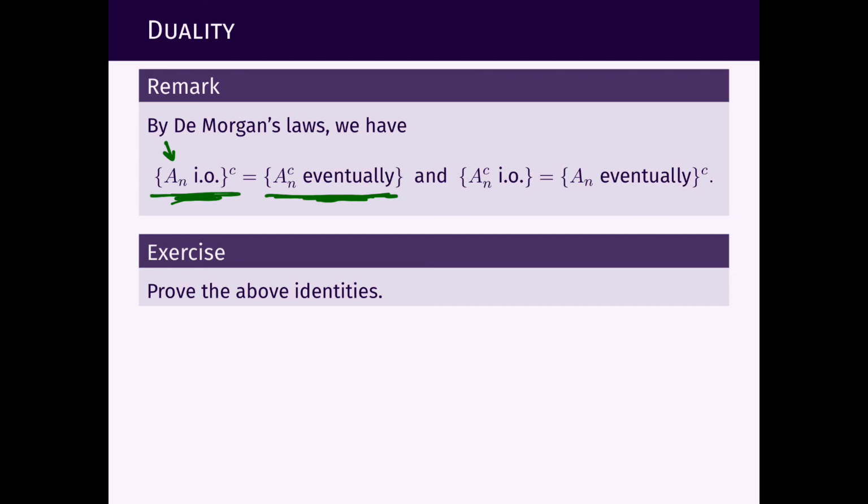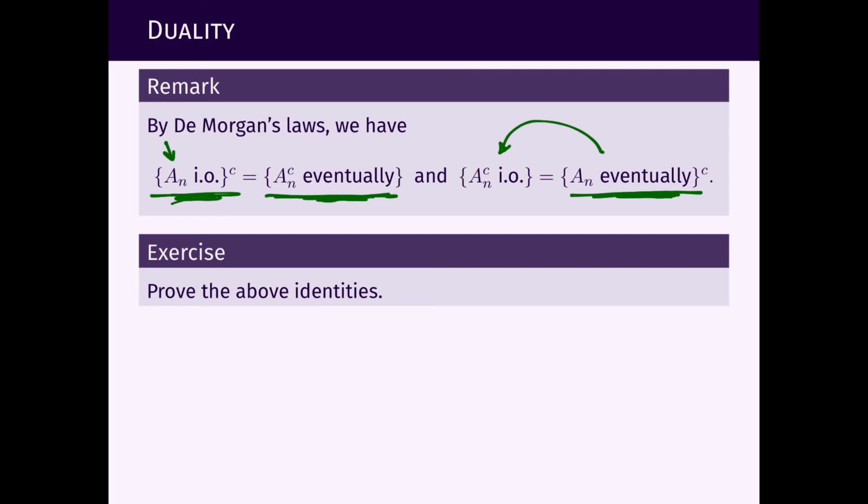And conversely, if it's not true that An occurs eventually for all large n, it means there are infinitely many times when An will not occur. That means exactly An complement occurs infinitely many times.